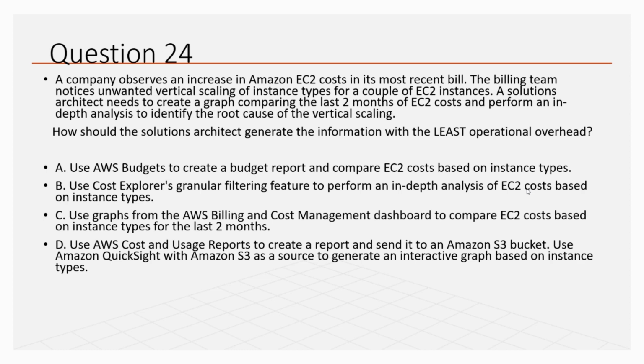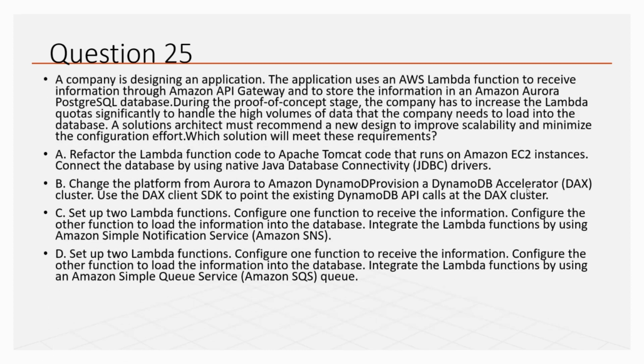D. Use AWS Cost and Usage Reports to create a report and send it to an Amazon S3 bucket. Use Amazon QuickSight with Amazon S3 as a source to generate an interactive graph based on instance types. Now let's look into the correct answer. And the correct answer is B, that the person has to use Cost Explorer's granular filtering feature to perform an in-depth analysis of EC2 cost based on instance types. Now let's look into the next question.